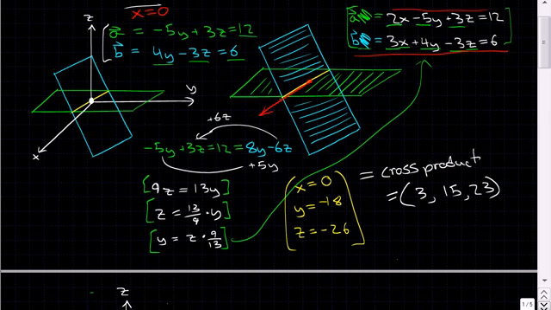We can put this in parametric form, and that describes the vector equation. So the line that describes it, I'll call it R, we simply write as the point we want to center it at, which is 0, negative 18, negative 26, plus t times 3, 15, 23. I think I'm cutting off the screen here. So 3, 15, 23, this was our cross product. And this was our point to be centered.